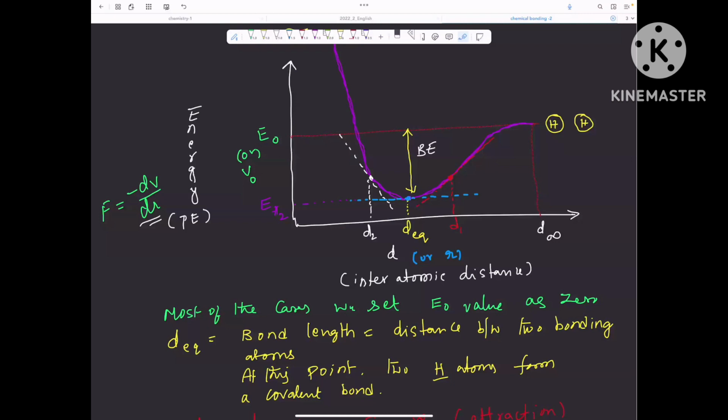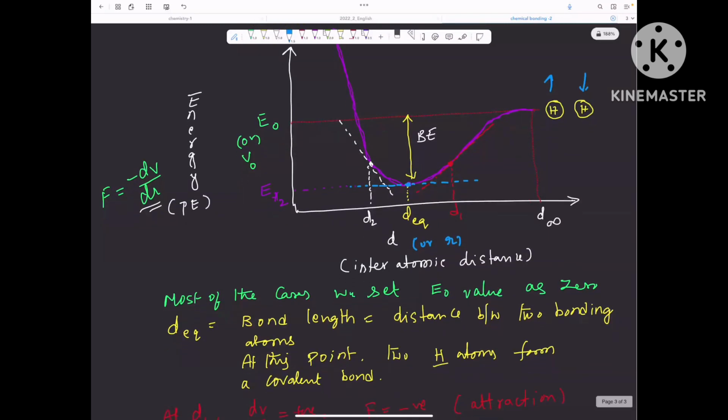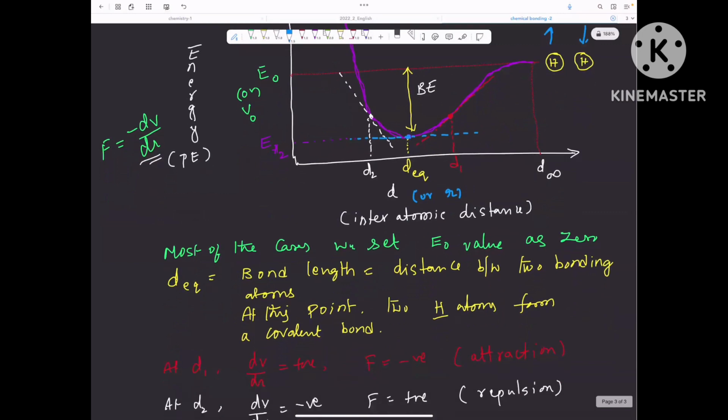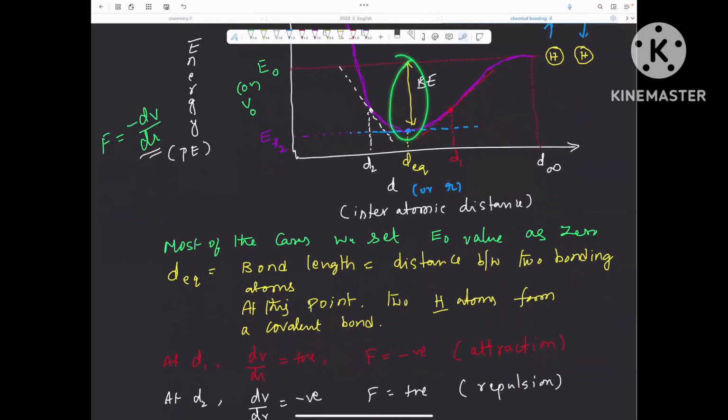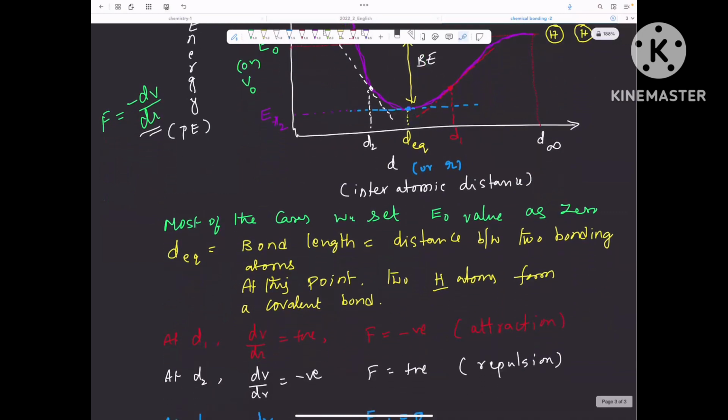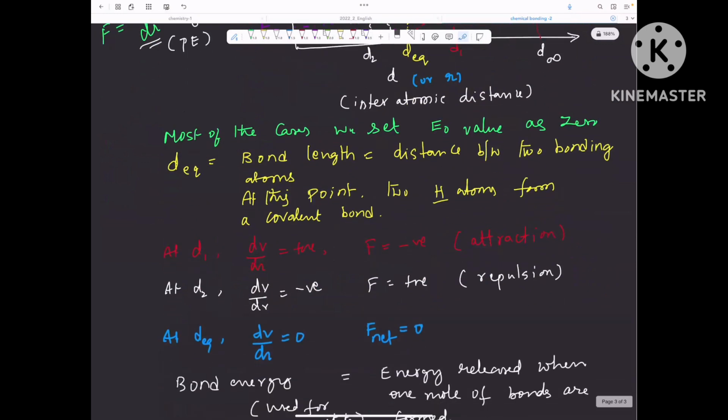When two hydrogen atoms are coming closer, and here I am making it very clear, these hydrogen atoms are coming with anti-parallel spins. Therefore, energy decreases until they come closer to reach their bond length. The energy released when one mole of bonds is formed is called bond energy. In case of hydrogen, this bond energy is approximately 432 kilojoule per mole.